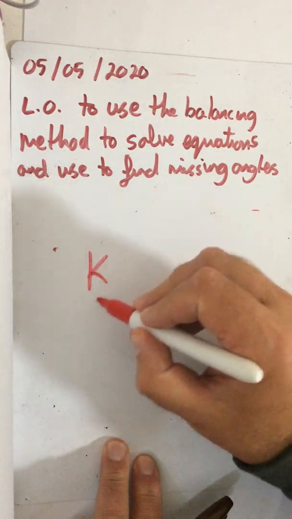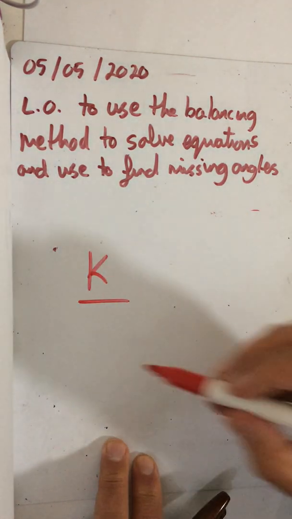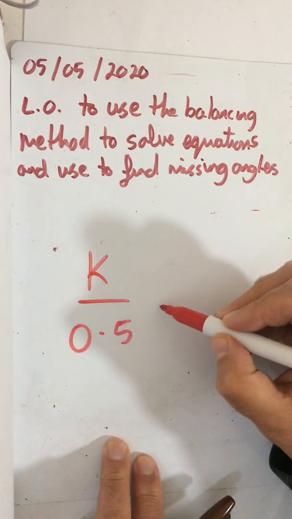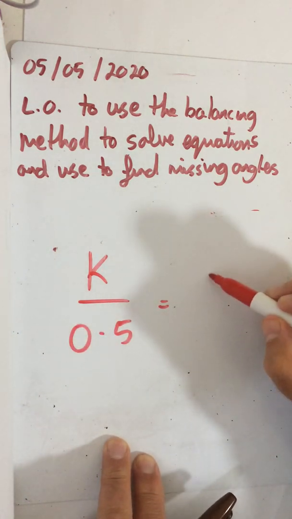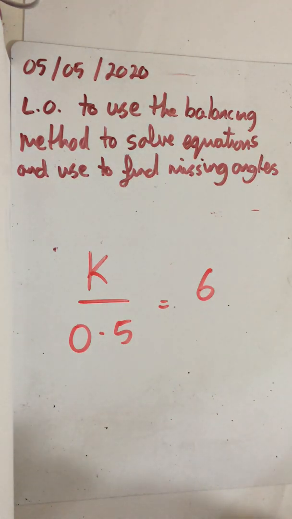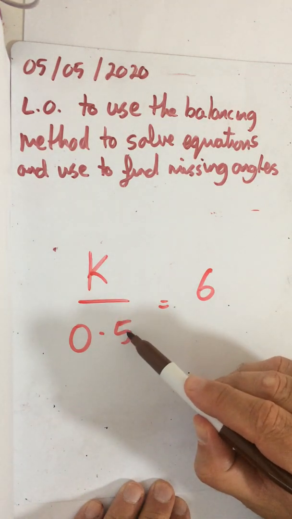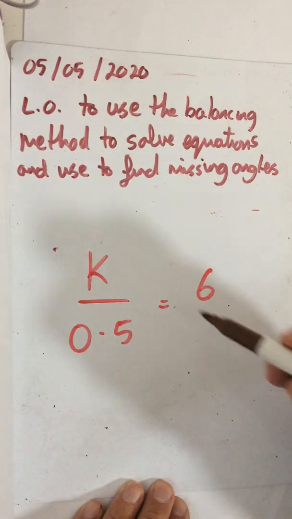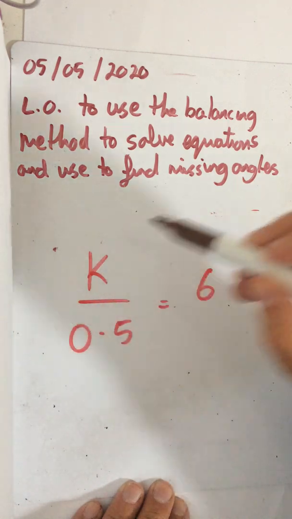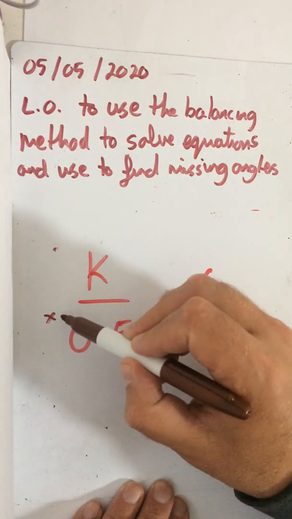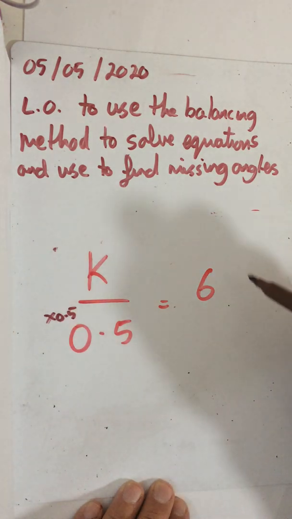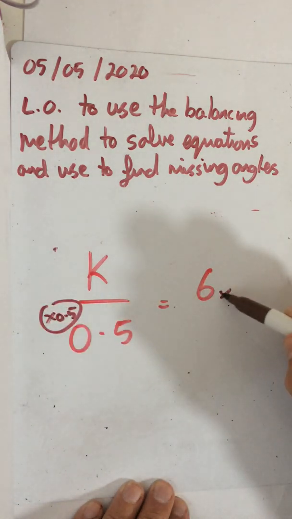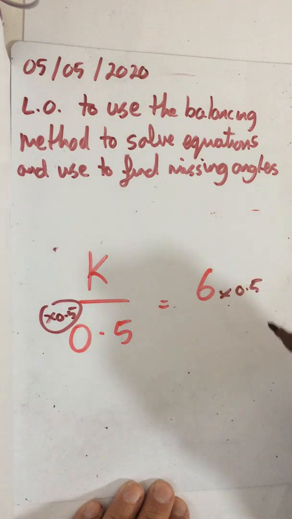Let's do k over 0.5 is equal to 6. Okay. Let's have a look at this one. So remember, this is dividing by 0.5. So if I want to get rid of that, get rid of k divided by 0.5, I'm going to times it by 0.5. Okay, I have to do the same on this side, times by 0.5.